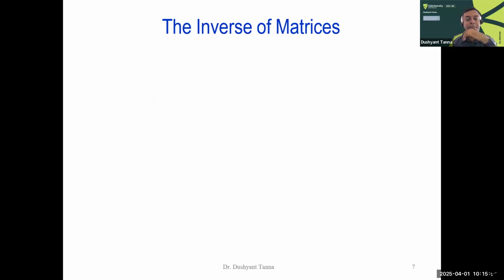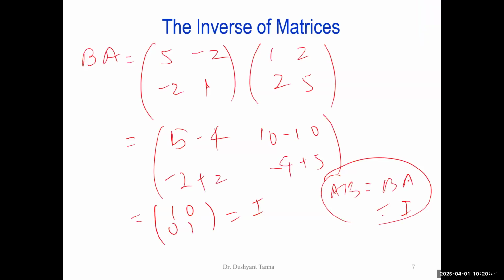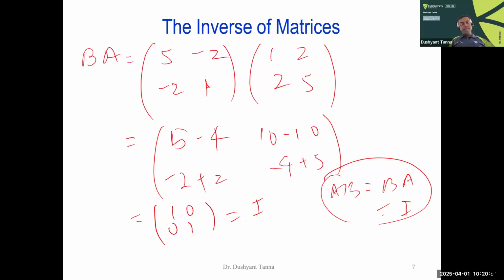B times A is equal to I. Okay, so this is your BA is equal to I. So it's just changing the order, right? And you multiply it, so it goes like this. First row, first column, that's your element here. First row, second column, second row, first column, second row, second column, yeah? And then you simplify it, okay?